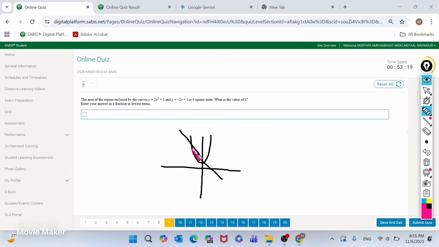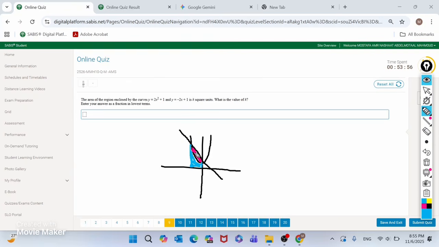You want to find the area of the pink region, okay? So how do you find the area? We know that the area under a curve is the integral, but we want the integral from this point, where they intersect, to this point right here. The integral of the line is going to give you the pink area plus the blue area, the whole area under the line.